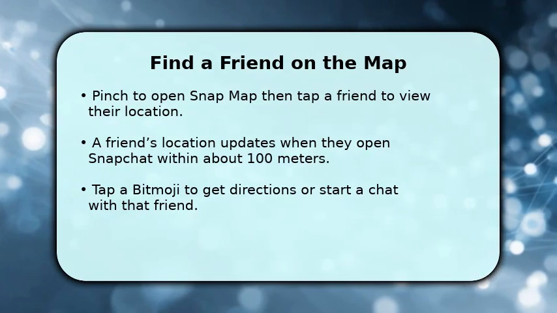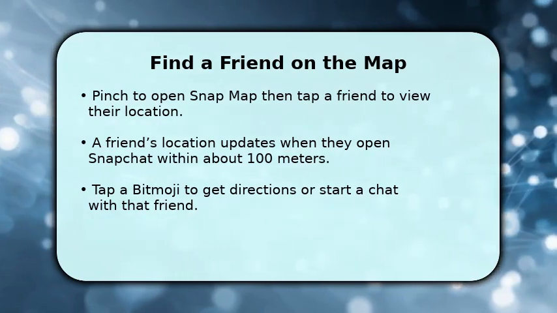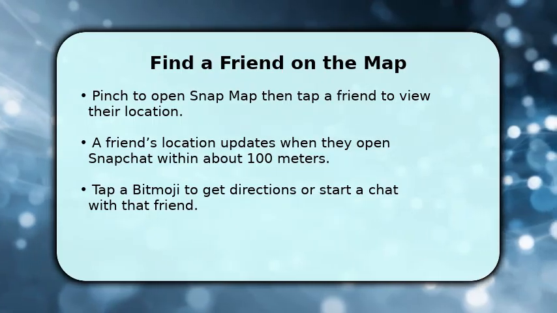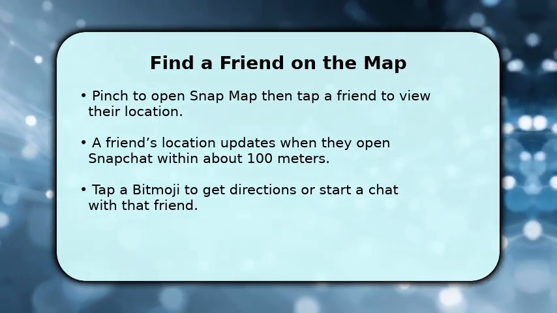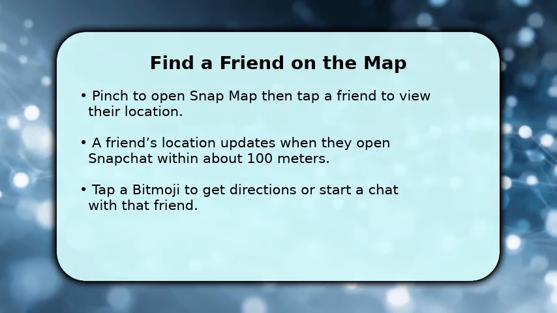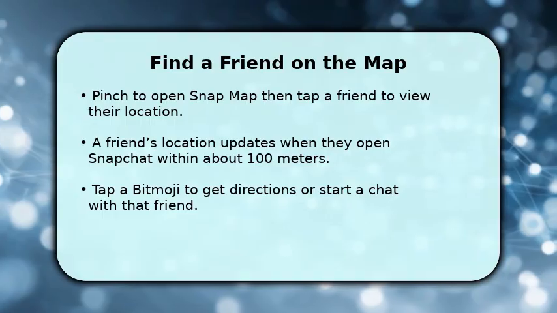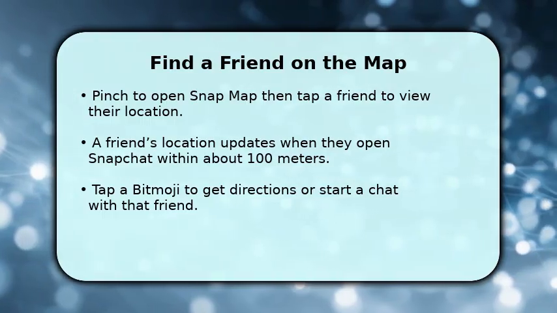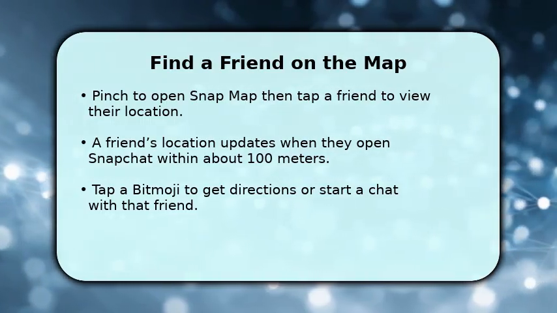To find a friend, pinch to open the Snap Map and view friend Bitmojis. Scroll and zoom the map to see friends scattered across the display. Tap a friend's Bitmoji to show their profile and last active status. If the friend recently opened Snapchat, their location will update within about 100 meters on the map.